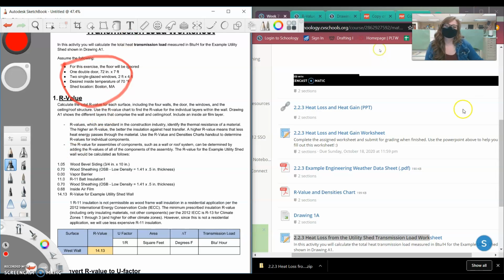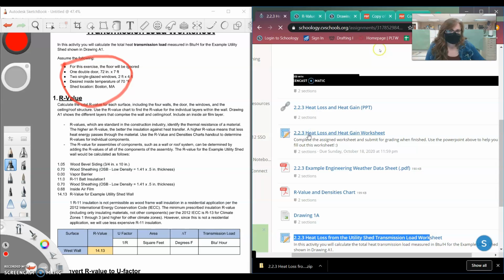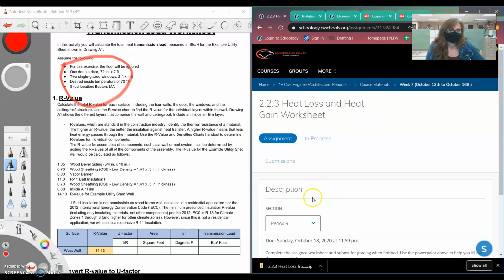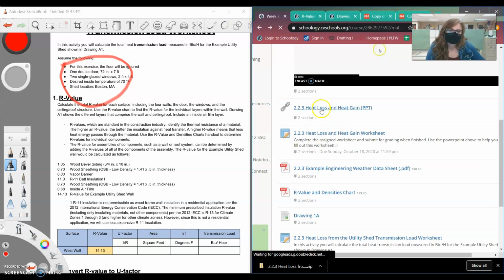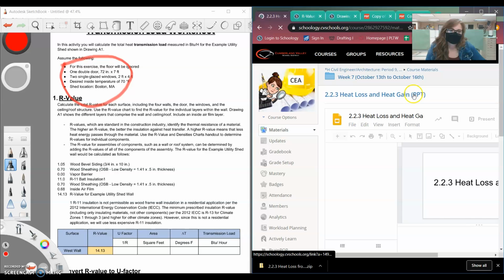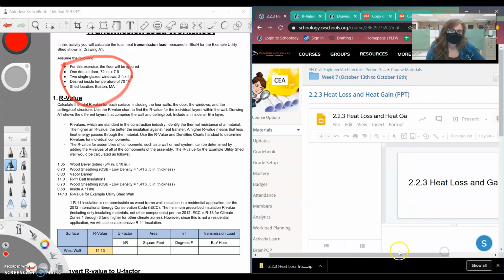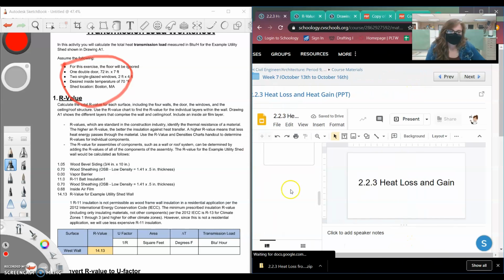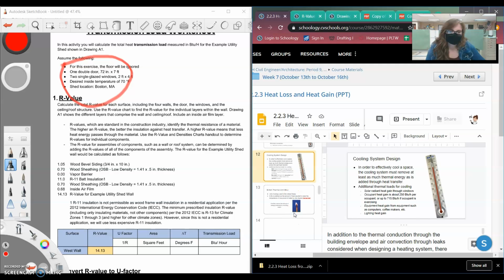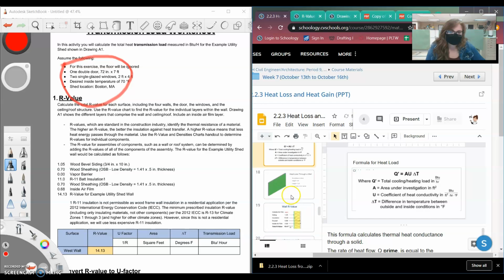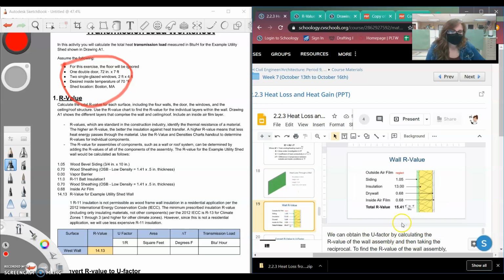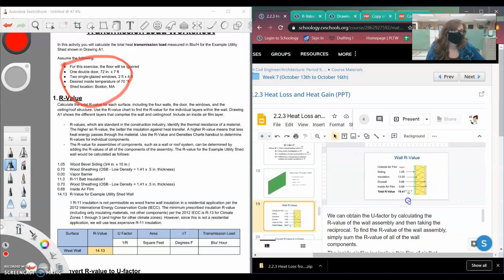So the first thing you have to do is calculate R value, and if we open up that PowerPoint, I want to show you what it says specifically. Okay, there we go. R value. This is the example in the PowerPoint. This is not the example that we are doing on the worksheet.